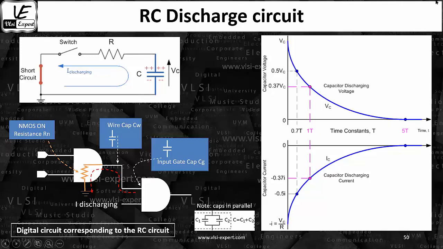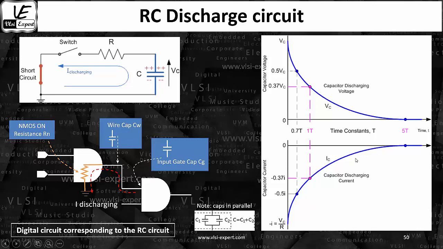Similar discharging voltage curve: it is VC, it is going to discharge, and in 5t, 5 time constants, it is going to be completely discharged. Similarly for the current, initially it is a high current and later it is a zero current. So you can see just the coordinates have changed. It is a -1 because this direction we are considering as a positive direction and this is considered as a negative direction. So that's the reason this is like this.